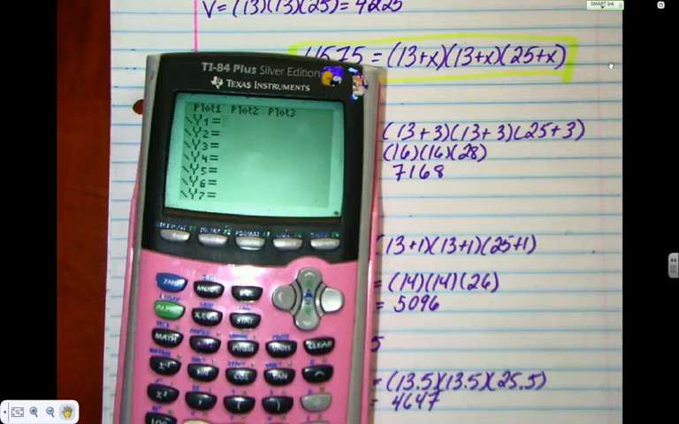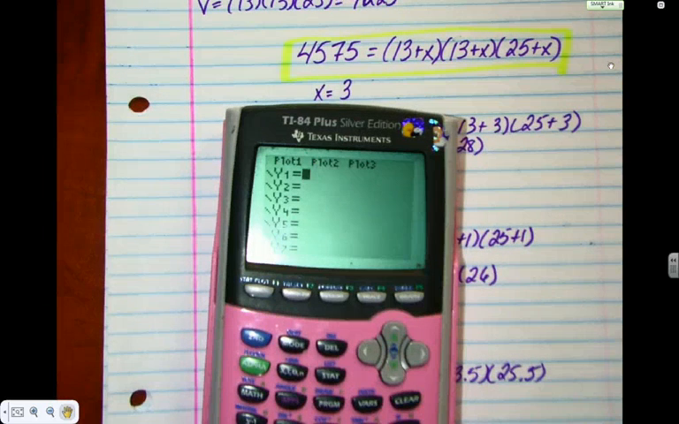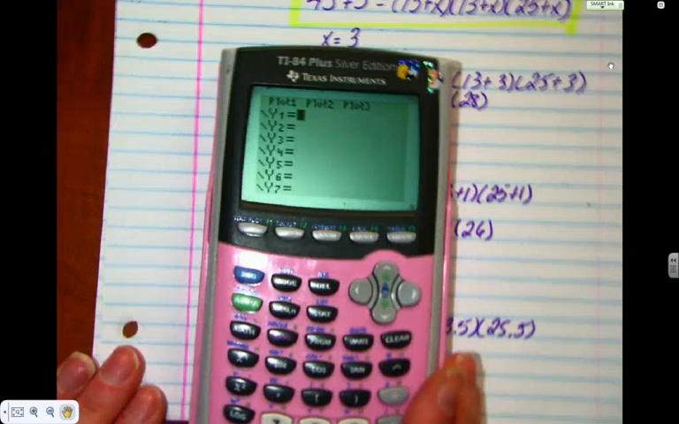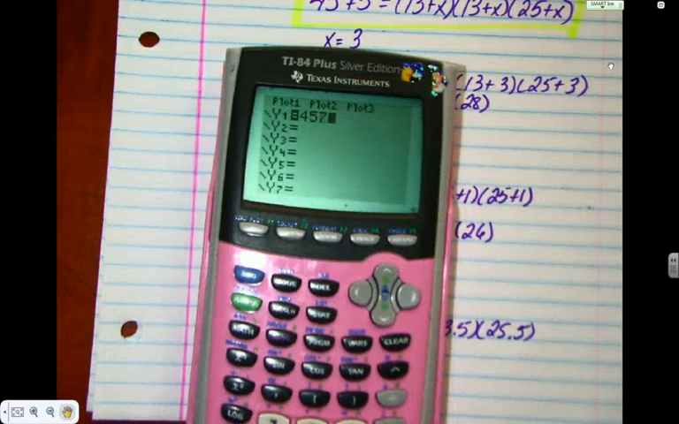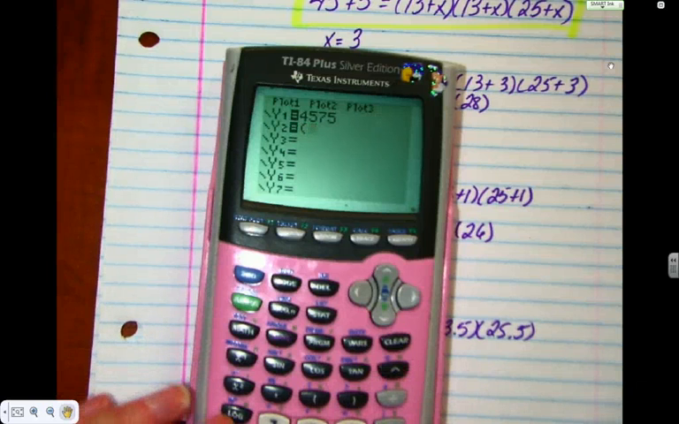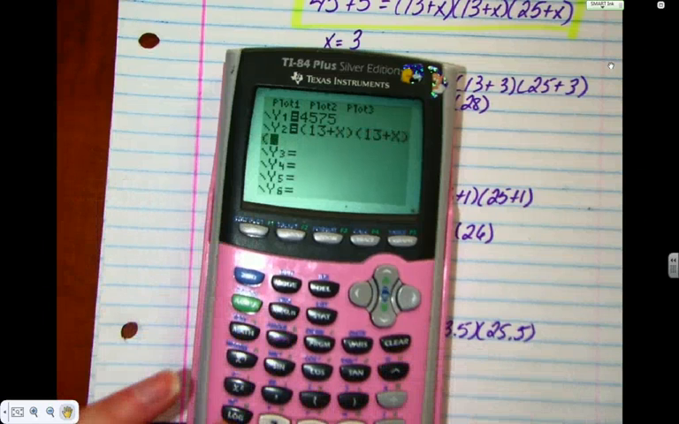Left-hand side and right-hand side. So that's intersect method, or bring it all over to one side and intercept. Which one would you like to do? Intersect. Okay, so what would you like me to put into y1? 4,575. Okay, and what would you like me to put into y2? 13 plus x times 13 plus x times 25 plus x.